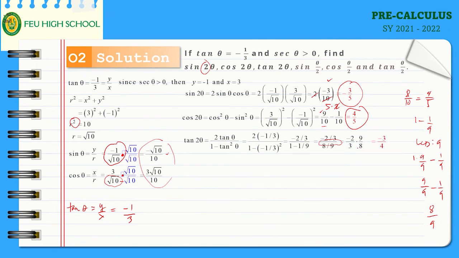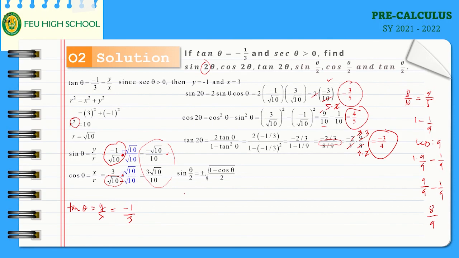So, yung 8 natin, we can write it as 4 times 2. Yung 9 naman, pwede natin siya isulat as 3 times 3. So, makakancel out yung isang 2, makakancel out yung isang 3. Kaya yung ating sagot, negative 3 over 4.